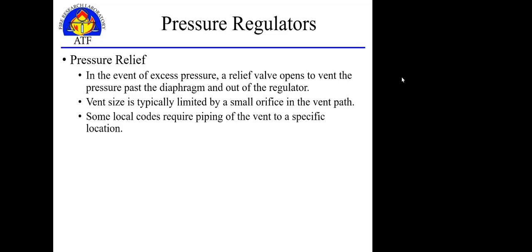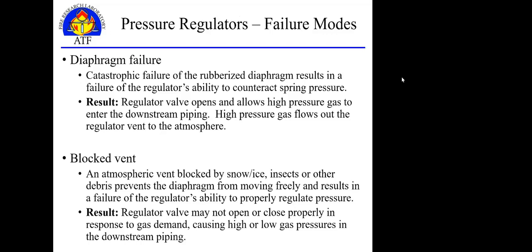So the failure modes: if the diaphragm fails, you basically have nothing to allow that spring and the gas pressure to work against each other. But that typically just allows the high pressure gas to flow out the vent to the atmosphere, and you're going to have high pressure gas going into the downstream piping as well. So it'll be kind of a mixture of the two.